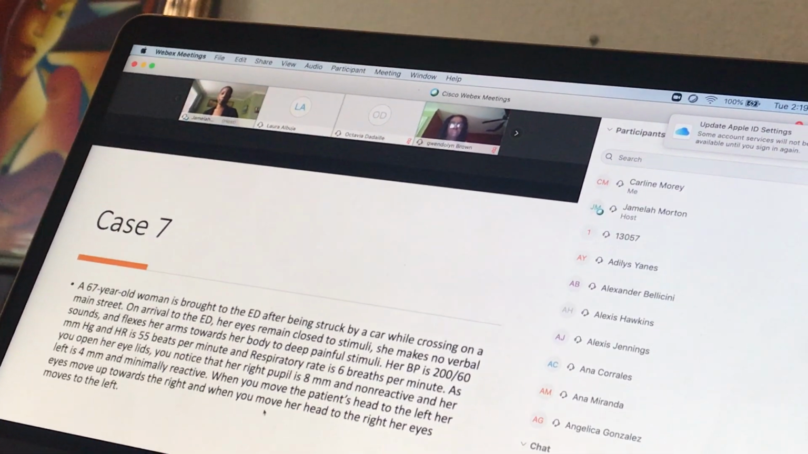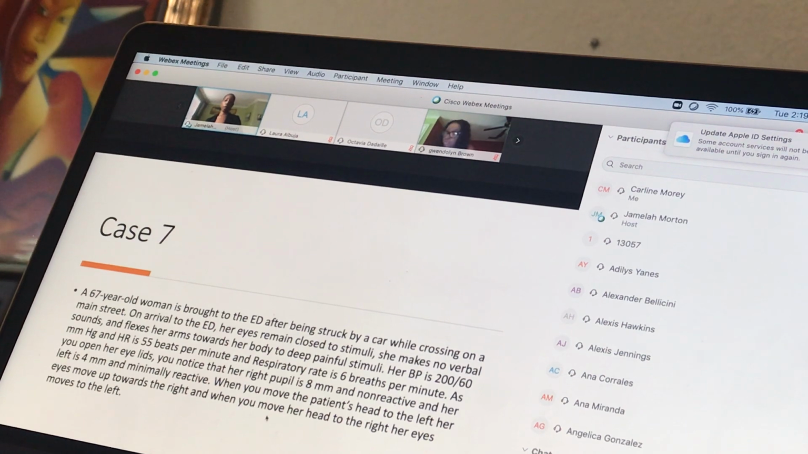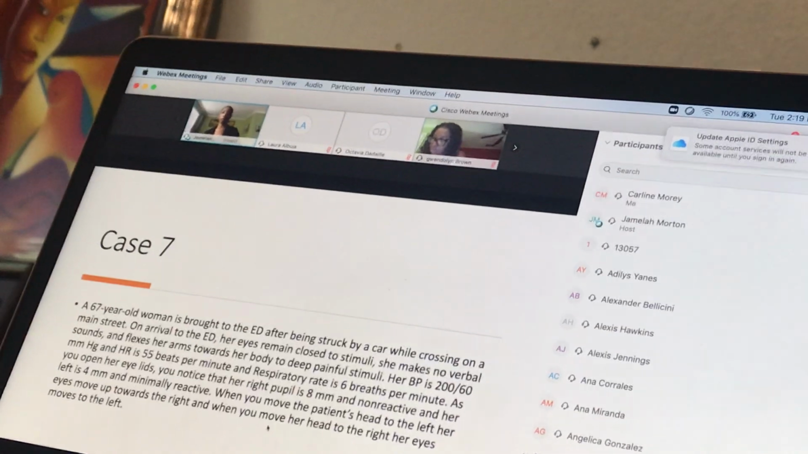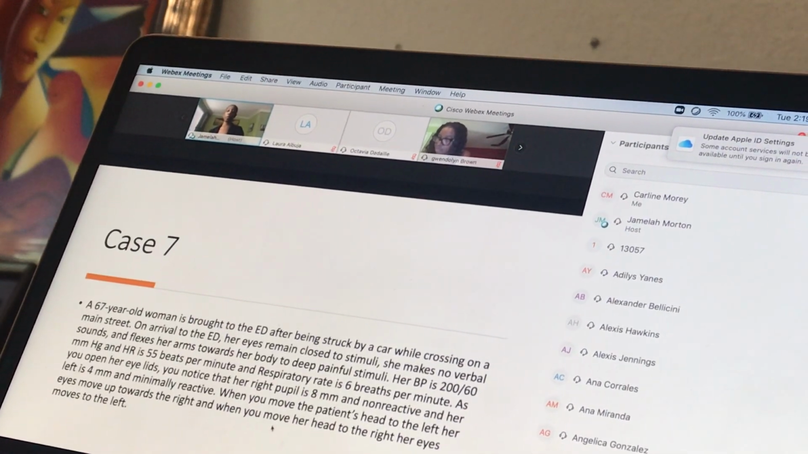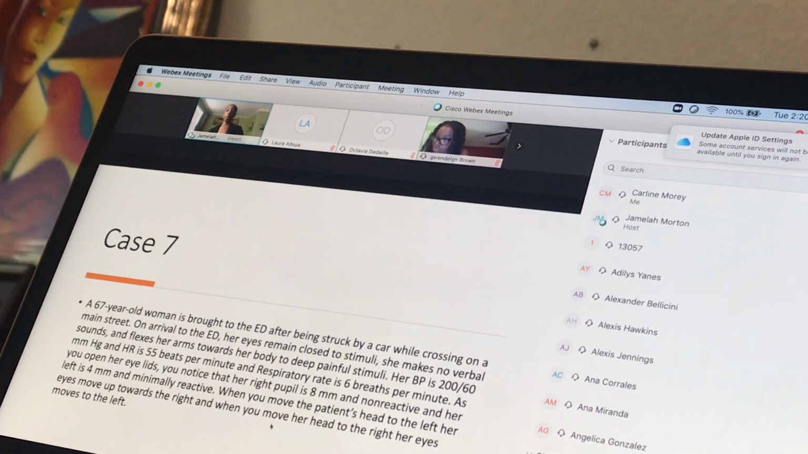5. Decorticate posturing, she gets 1 for... 5. Verbal, she gets a 1. For eye opening, and she gets 3 for deep, painful stimulus. When on deep, painful stimulus, is she flexing or extending?